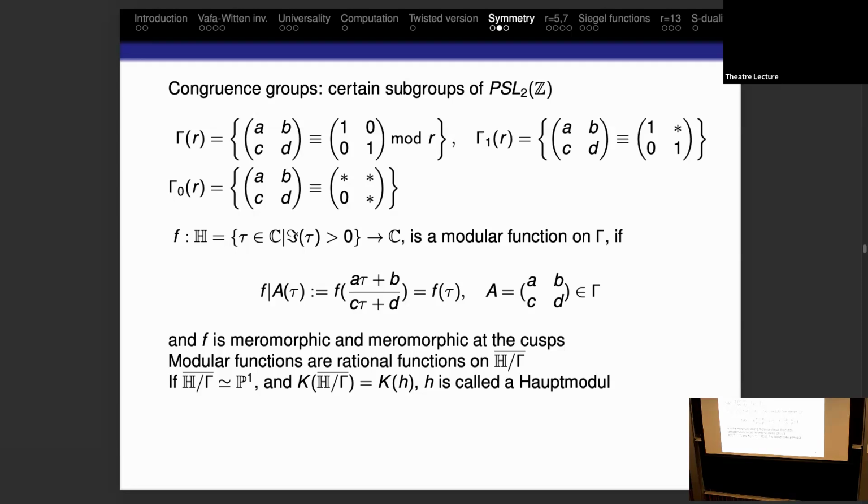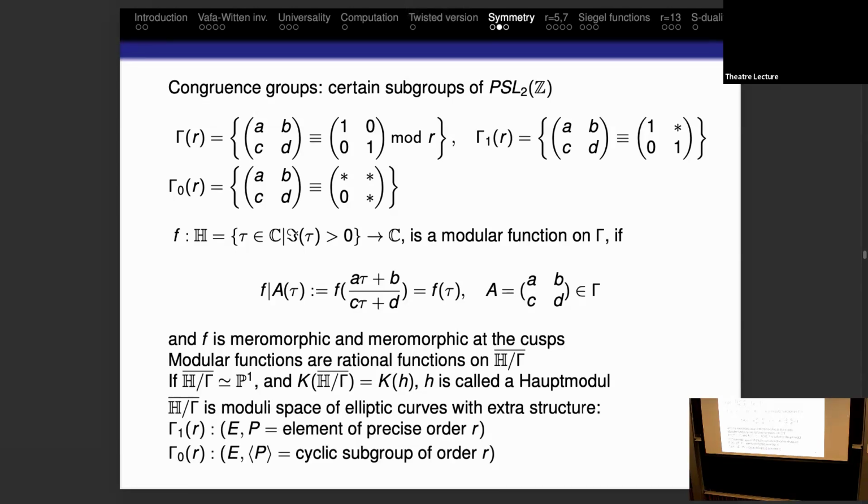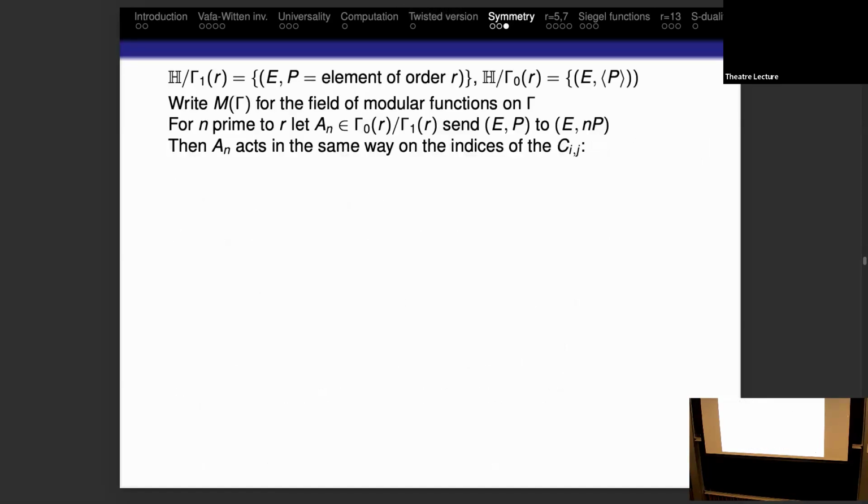So, okay, and so in particular, if we look at our congruence subgroups, as I said, this will be the modular space of elliptic curves with extra structure. So for gamma 1(R), this is an elliptic curve with an element of precise order R. So such a thing will generate this cyclic subgroup of the elliptic curve, and then gamma 0(R) parameterizes instead the elliptic curve together with the cyclic subgroup of order R. So they are obviously related.